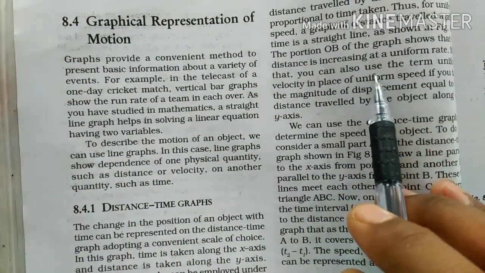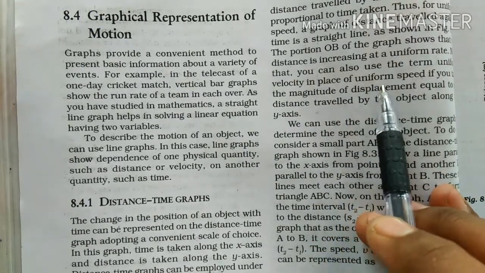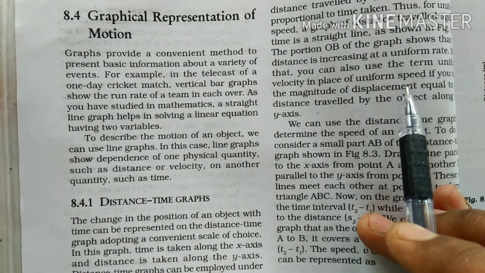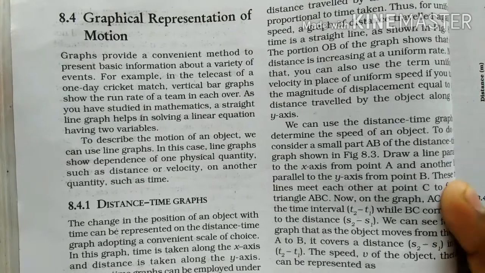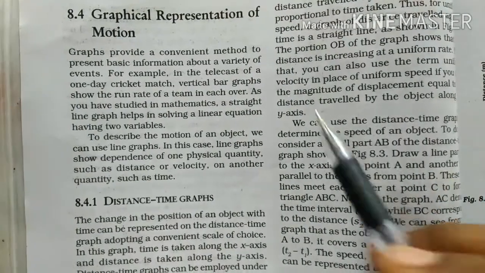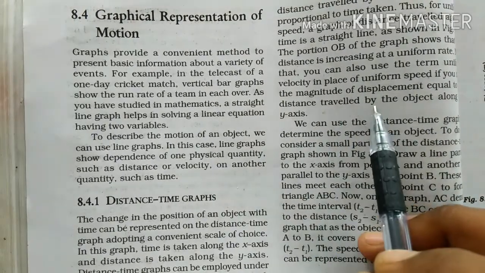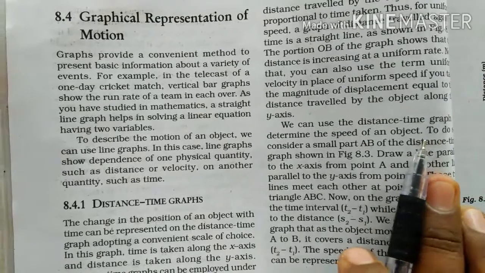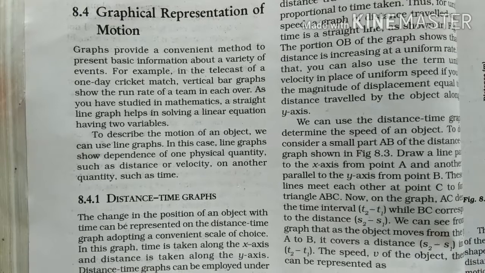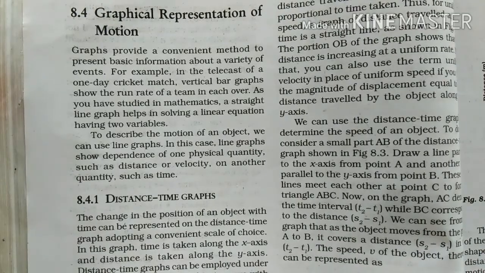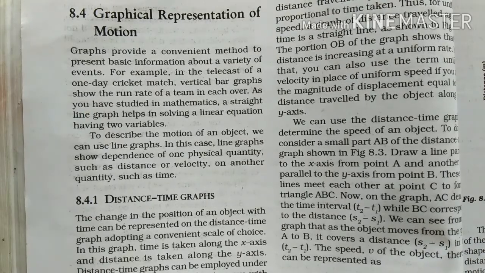Note that you can also use the term uniform velocity in place of uniform speed, if you take the magnitude of displacement equal to the distance traveled by the object along the y-axis. Means same here, just we have to take uniform velocity in place of uniform speed.